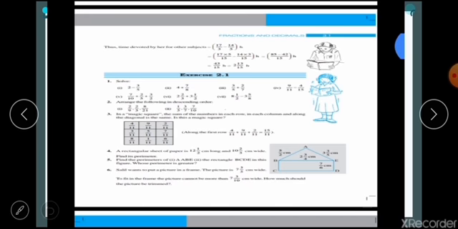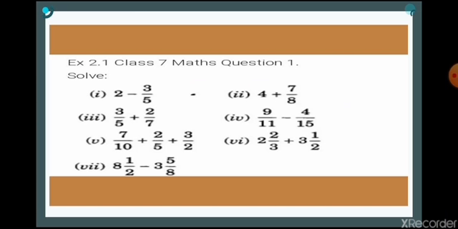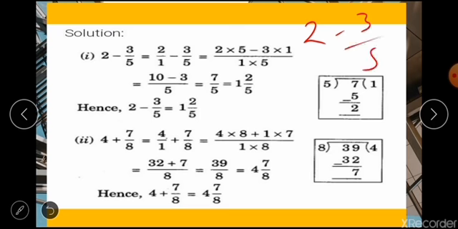So student, now I am going to start with exercise 2.1 and I am starting here with the first question, solve 2 minus 3 by 5. So how can you solve, student? Look at the solution. Here what is given? 2 minus 3 upon 5. So I can write 2 as 2 upon 1. So first of all I will take the LCM of 1 and 5, you will get 5 as the LCM. So you will write here 5.